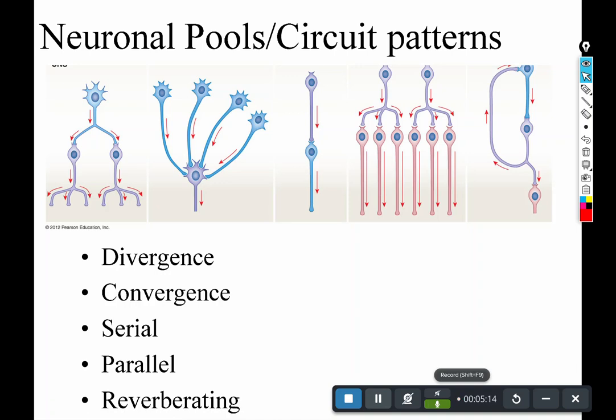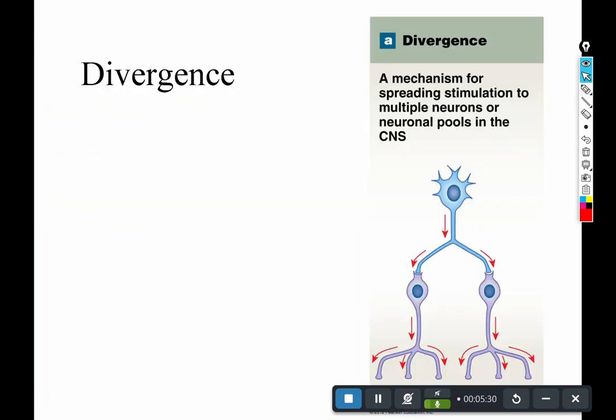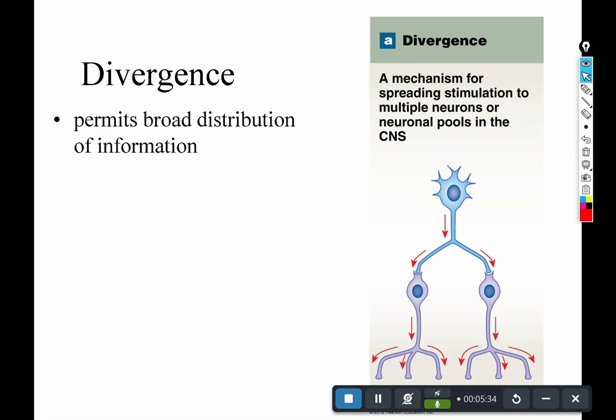So converging circuits are ones in which multiple neurons talk to a single one, and that functions to de-amplify or reduce a signal. Then there are serial, parallel, and reverberating circuits. Let's look at each of these and talk about what the significance of them is. Divergence is specialized to permit broad distribution of information.